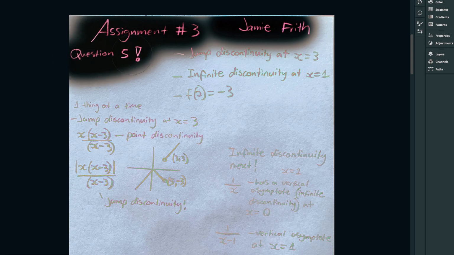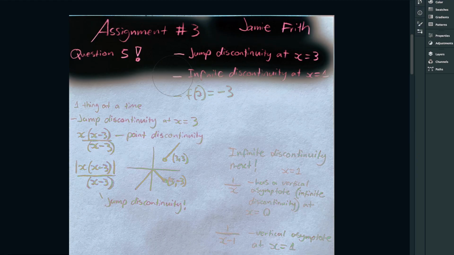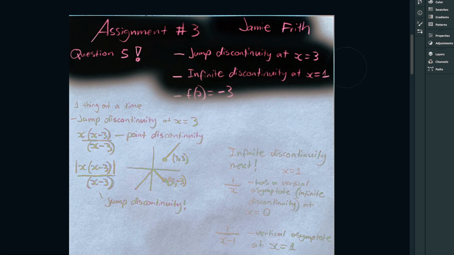And I decided to do question 5. I thought it was a good one because I didn't need to use Desmos for it. And I think I demonstrated some core competencies while I did it. All right, so the restrictions on this one were jump discontinuity at x equals 3, infinite discontinuity at 1, and f of 2 equals negative 3.